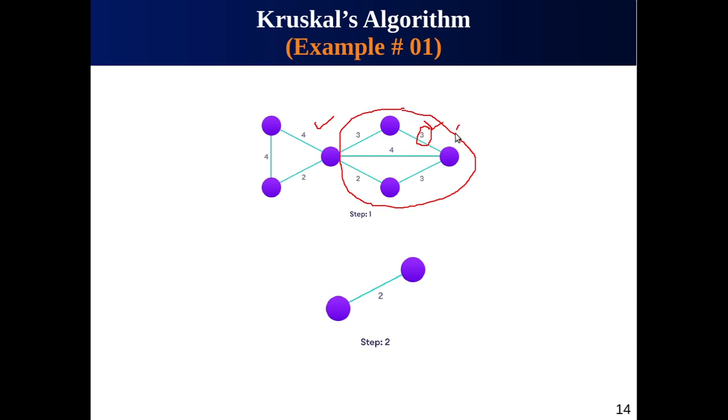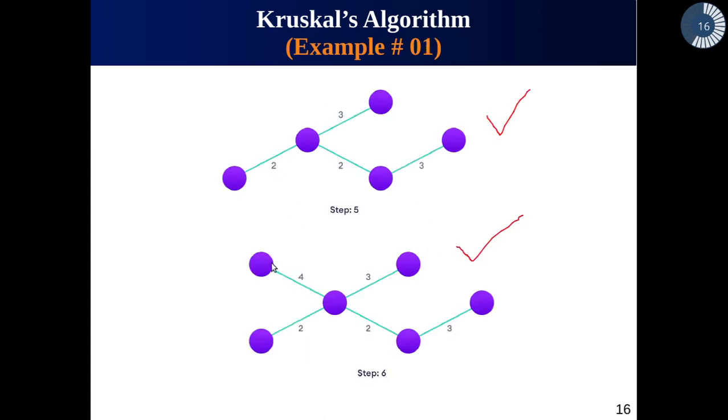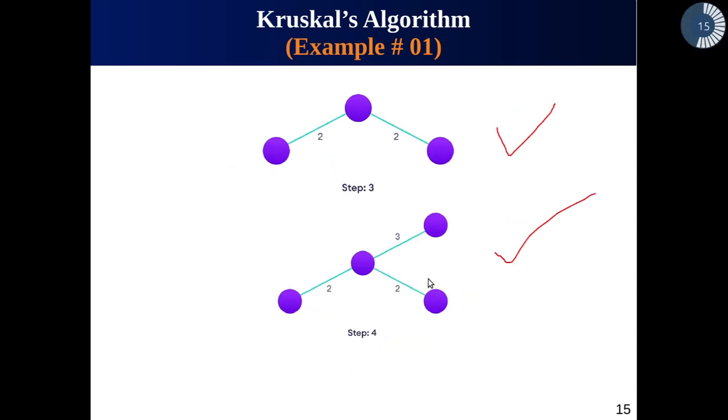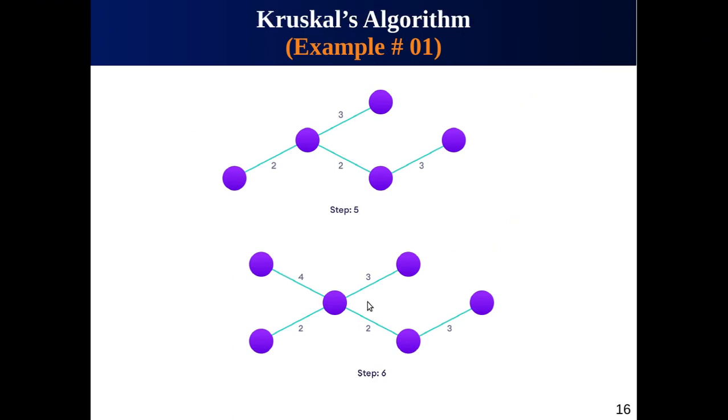What next? Ignore this one, although it is the minimum value available at the moment, we have to choose 4. So the next step is like this. Select this, it will create a cycle. Now at the end you will see that we are done. All the vertices are now connected and we do not have any cycle here.